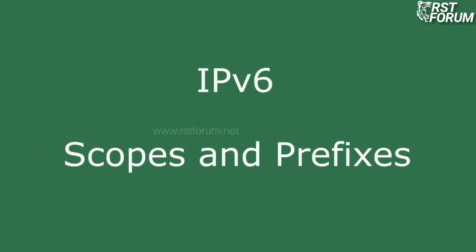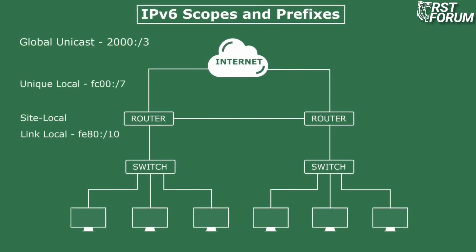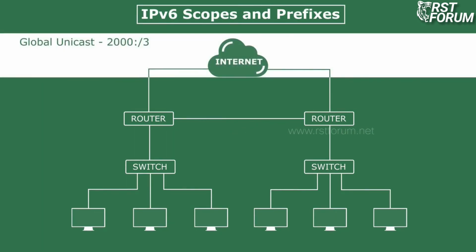Just like IP version 4, there are different types of IP version 6 addresses. To fully understand IPv6 addressing, it's important to have a solid understanding of IPv6 scopes and prefixes. As we can see, there are several different scopes. The global unicast address is globally unique on the Internet.